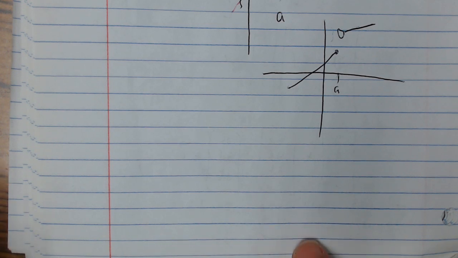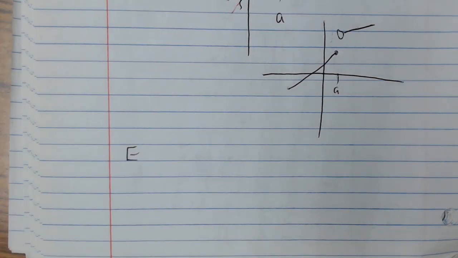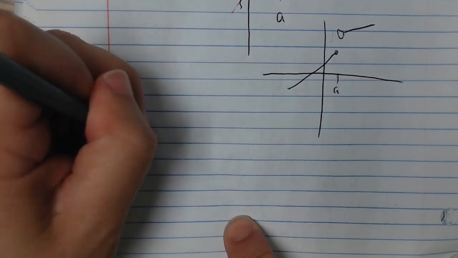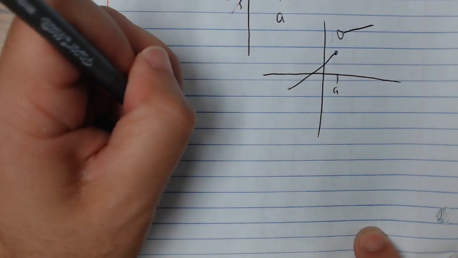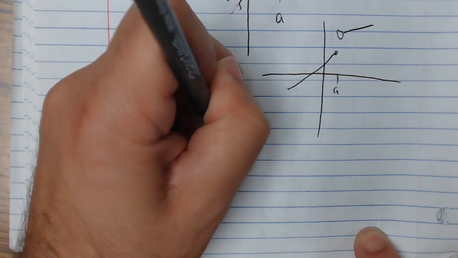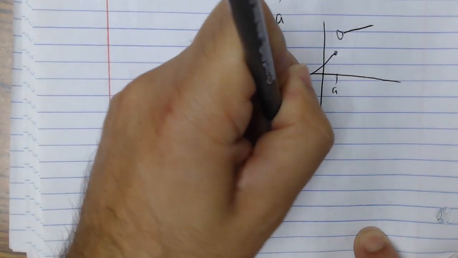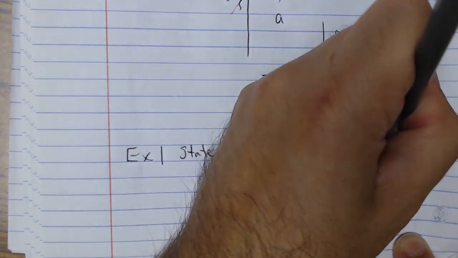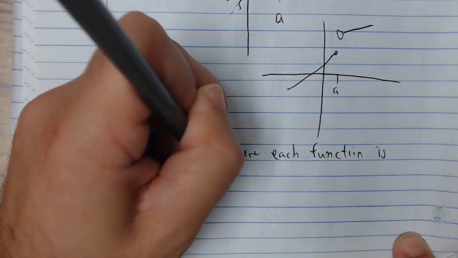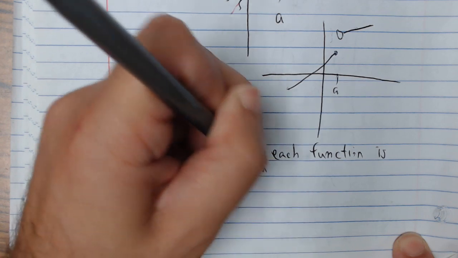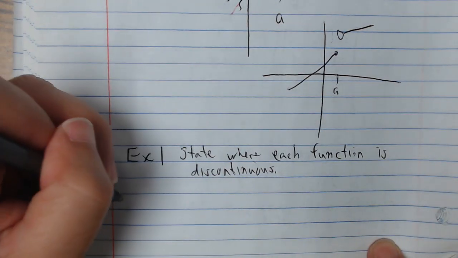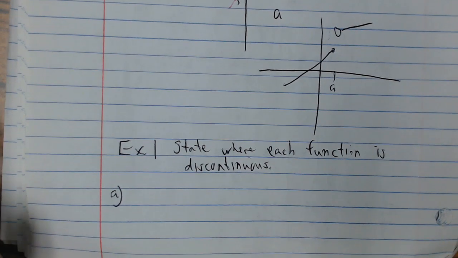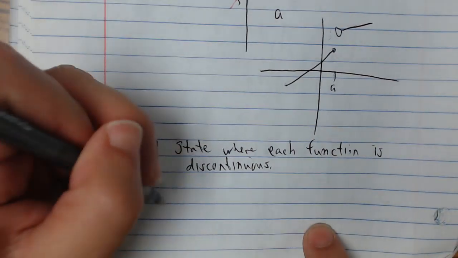Okay, so before we do a few examples and define a couple more things, I want to just talk about the different types of discontinuities. So let's look at example 1. For example 1, we want to state where each function is discontinuous. So I'm basically telling you these functions aren't continuous, and we want to find out where they're discontinuous. And each type of discontinuity has a specific name, and that's what's important here.